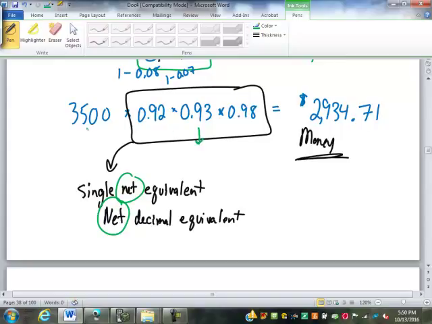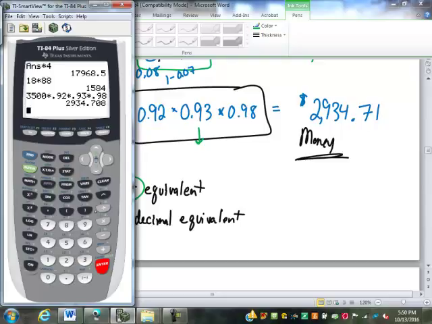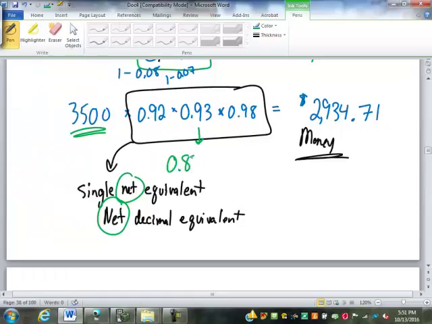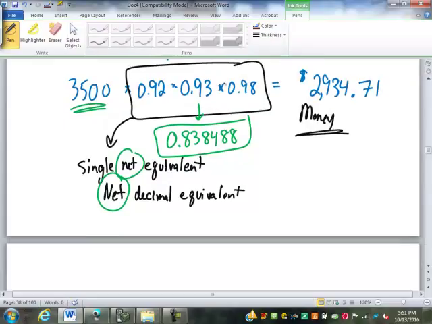So here, if I didn't have the list price and I just had my trade discount, I could find that amount. That would simply be the 0.92 times 0.93 times the 0.98. Excuse me, 0.838488. That is that net decimal equivalent. What that tells me is, if I take any list price, I can multiply by that net decimal equivalent, and it'll give me my net price.